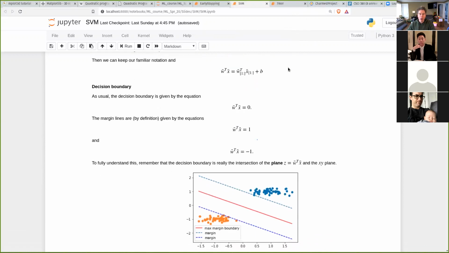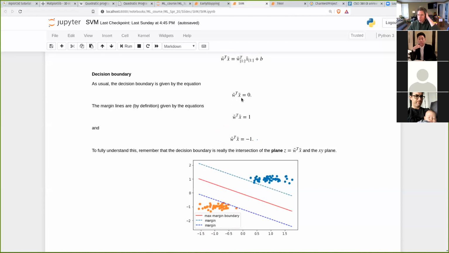Okay. So the decision boundary is what it usually is. It's just the 0 set of the dot product of the weights and the feature vector. And here's what the margin lines are. It's kind of funny that they're always so simple. The upper margin is just the x's that are the solution to the equation w dot x equals 1, and the lower margin is just the set of solutions to the dot product equals -1.